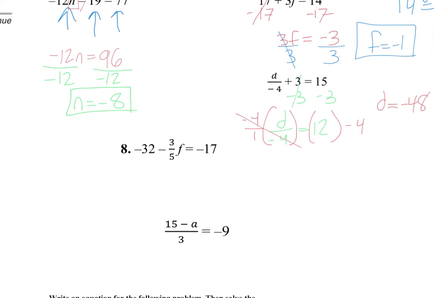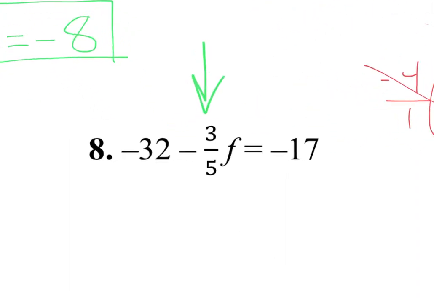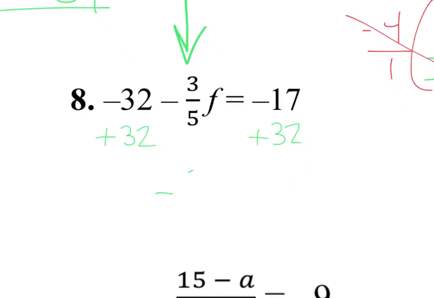So similarly here for number 8, I know I'm going to need to multiply by a reciprocal right here, but I'm going to save that for last. Because otherwise, if I wanted to multiply by 5/3 right now, I'd have to do it by both the 32 and the 17. So let's wait till the second to do that. Once we add 32 to both sides, we have -17 plus 32. We get -3/5 f is equal to 15.